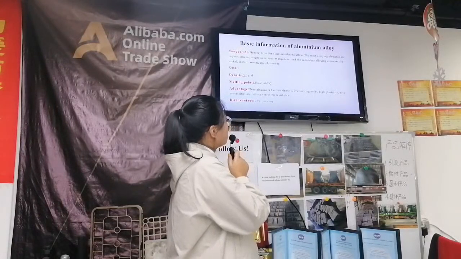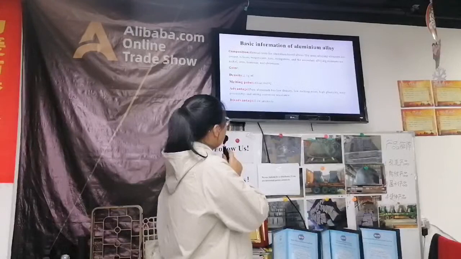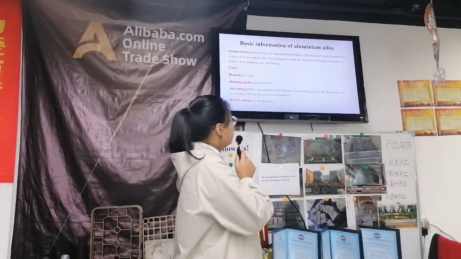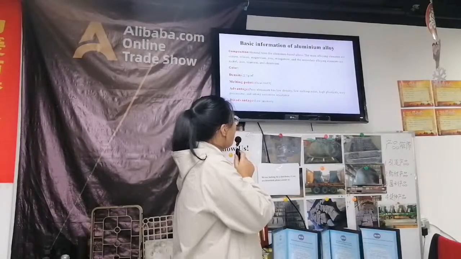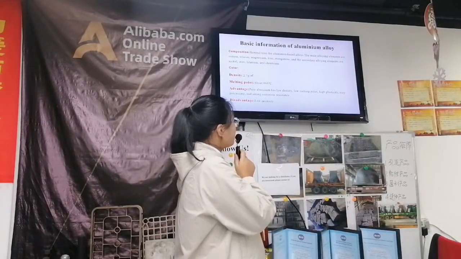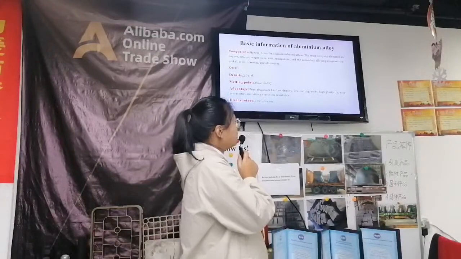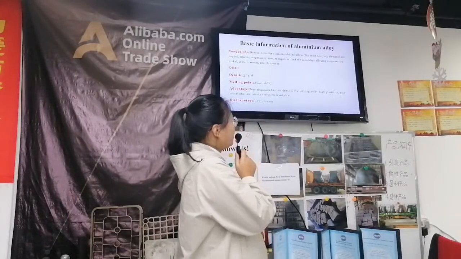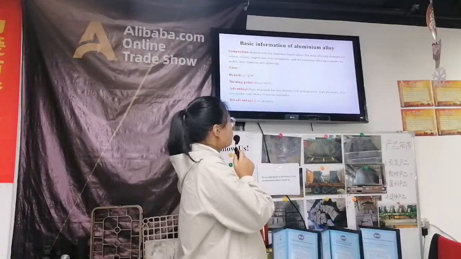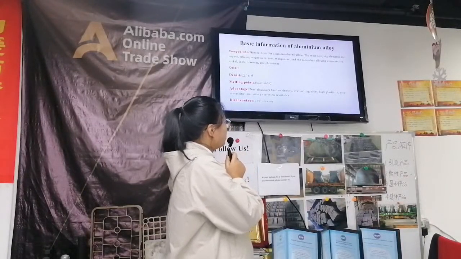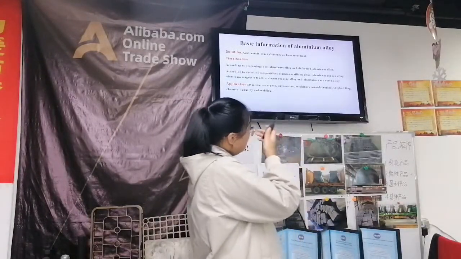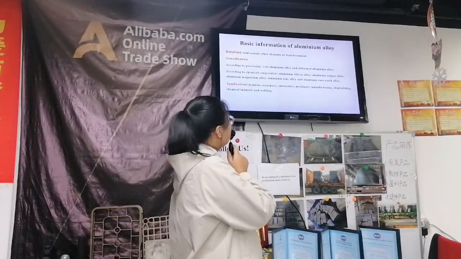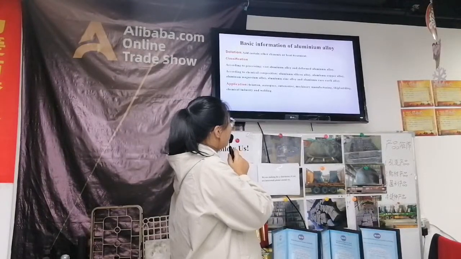For color, it's silvery white. For density, it's about 2.7. For melting point, it's about 660 degrees. For advantage, low density, low melting point, high productivity, easy processing, and strong corrosion resistance. For disadvantage, low strength. For solution, add other elements or heat treatment.